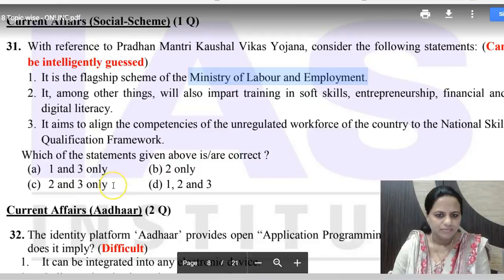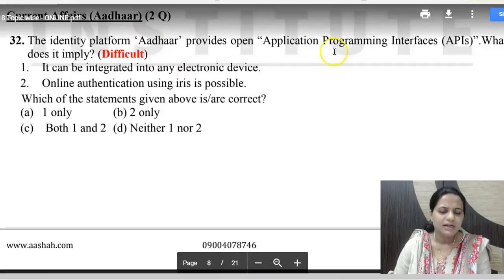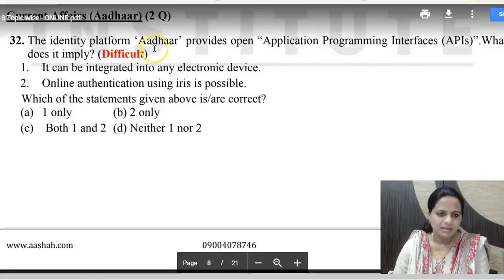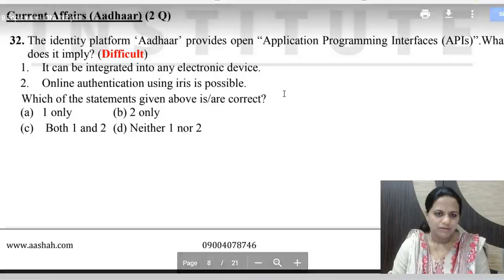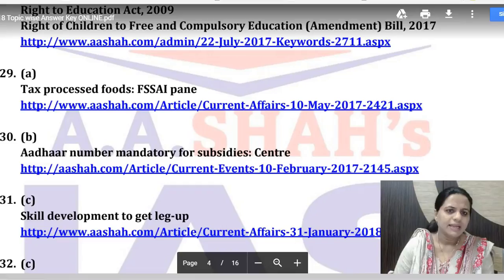Then next is a question on Aadhaar, but it's a difficult question according to me, because we have discussed Aadhaar quite often, but regarding these open application programming interfaces, APIs, which are provided under Aadhaar. So this is open source, provided actually for developing software. So software can be integrated, it can be used with any electronic device. So that is true, and online authentication is possible through this. So here actually the correct answer is C. Both are correct.